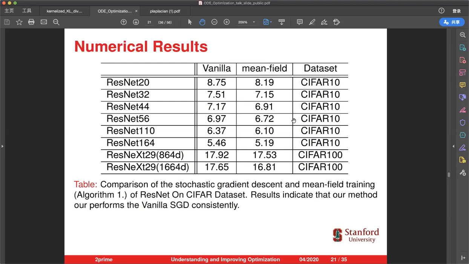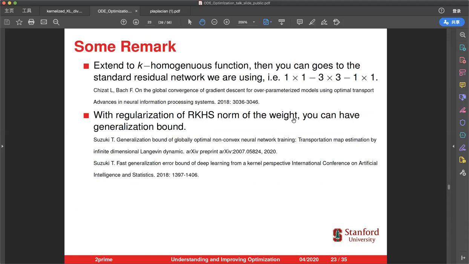Thank you. Also, some remarks: some following work extends the previous Chizat and Bach paper to K-homogeneous functions. If you use that result with ours, you can extend the result to the standard ResNet we are using, like the bottleneck structures there. You can just use it as a three-homogeneous function. And also, if you regularize the RKHS norm of the weight, you can have a generalization bound, following Taiji Suzuki's papers.